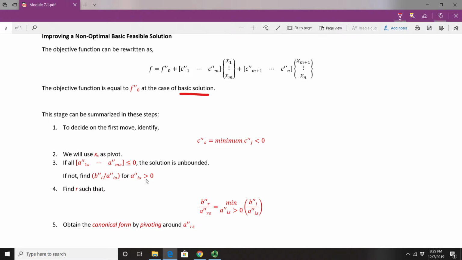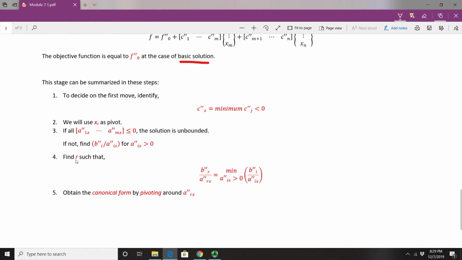is greater than 0, which is what we have done in Gauss elimination. Then I will identify r such that b double prime over a double prime is the minimum of b double prime over a double prime for all a double primes that are greater than 0. I will use the canonical form by pivoting around a double prime, which is Gauss elimination.